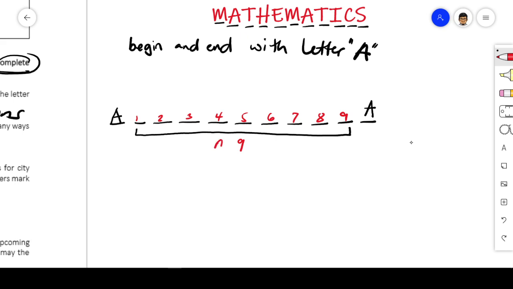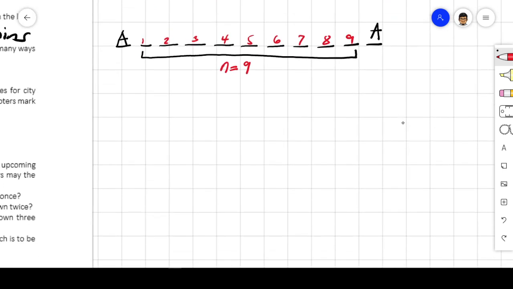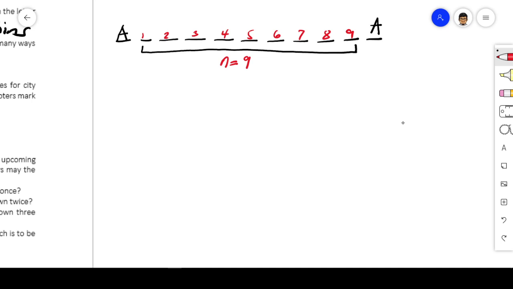Therefore, that is now the value of your n. Instead of 11, because the word mathematics contains 11 letters, which is usually our n, no, because according to the condition, it must begin and end with letter A. So from 11 letters, the option we have for the remaining positions is 9 letters. Now, from there, we know that n is equal to 9.